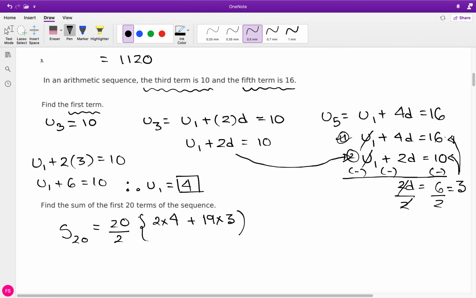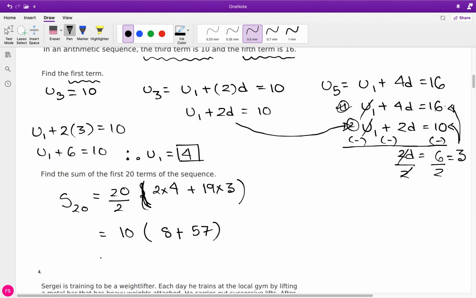Okay, so now all you need to do is just calculate this. 20 over 2 is 10. Then inside the bracket you will have 8, 4 times 2 is 8, plus 19 times 3, which will give you 57. So 57 plus 8 is 65, and 65 times 10 will give you 650.